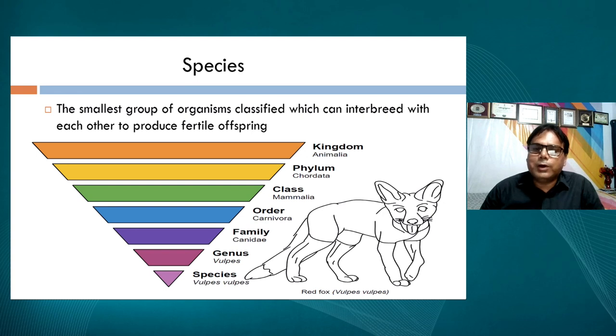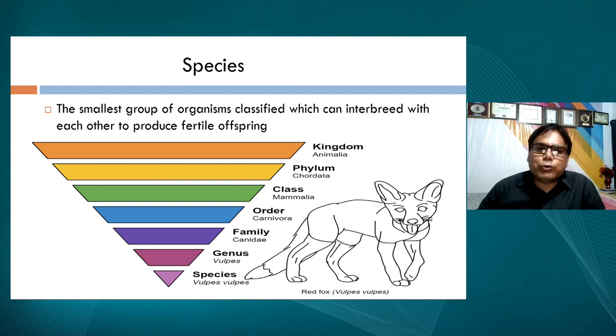that is the Vulpes. So red fox Vulpes is kept in the kingdom Animalia, phylum Chordata, class Mammalia, order Carnivora, family Canidae, genus Vulpes, and species Vulpes. So friends, this is the hierarchy of the classification, and the science of classification is known as taxonomy.